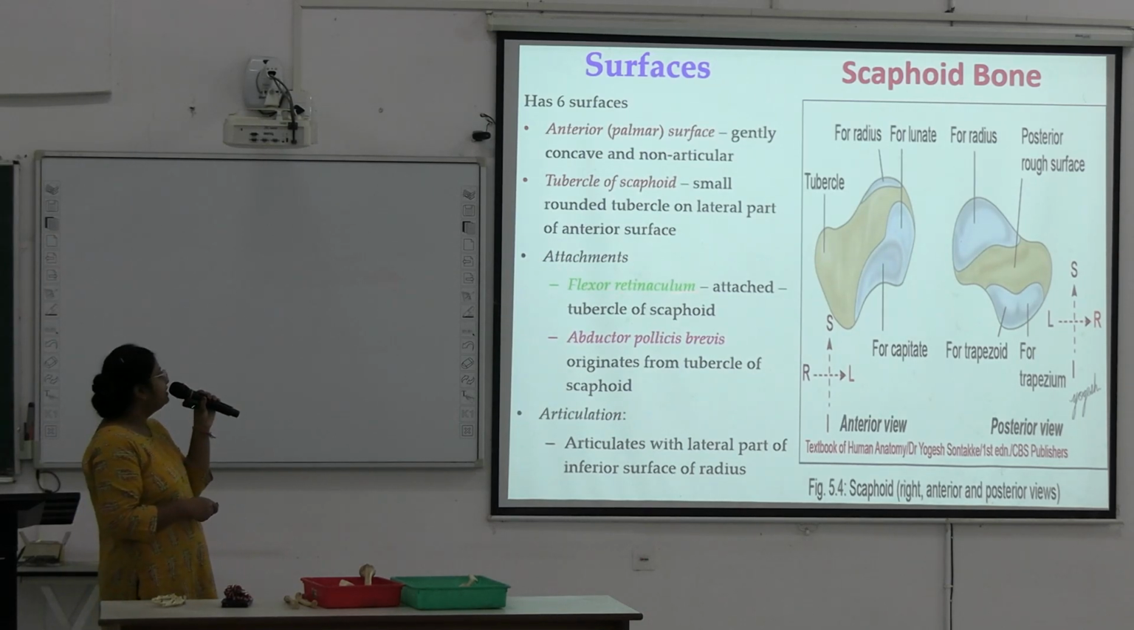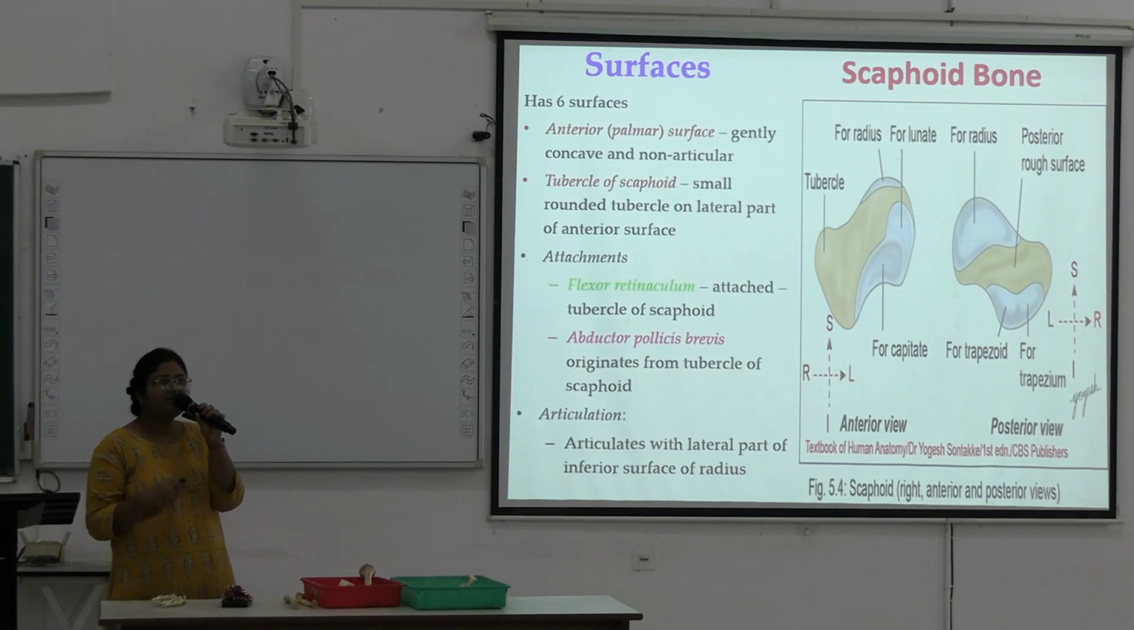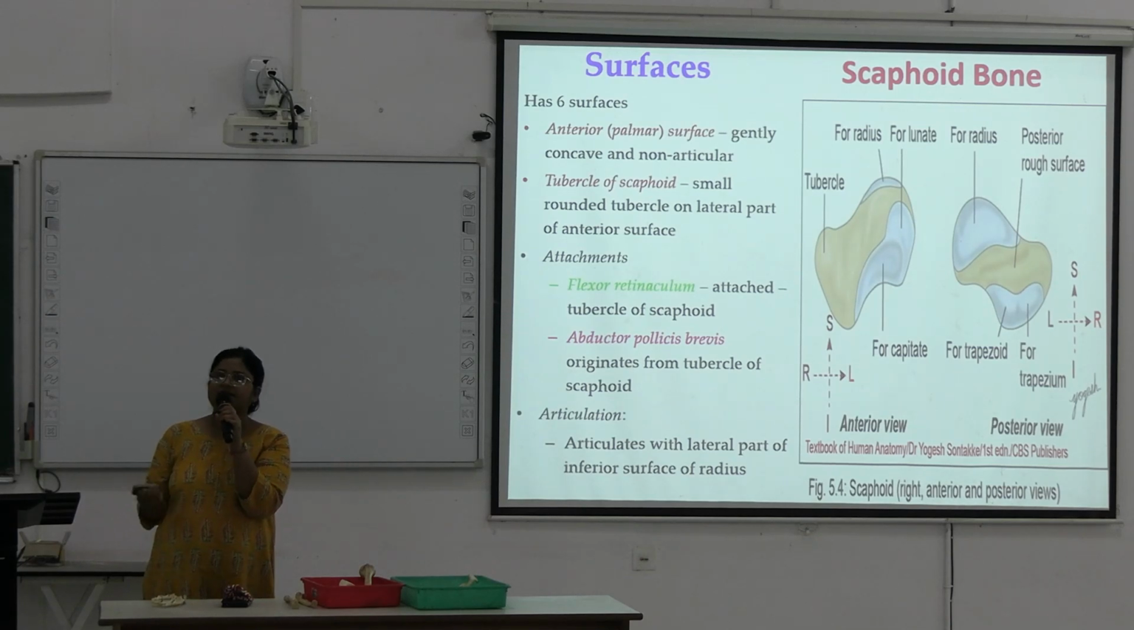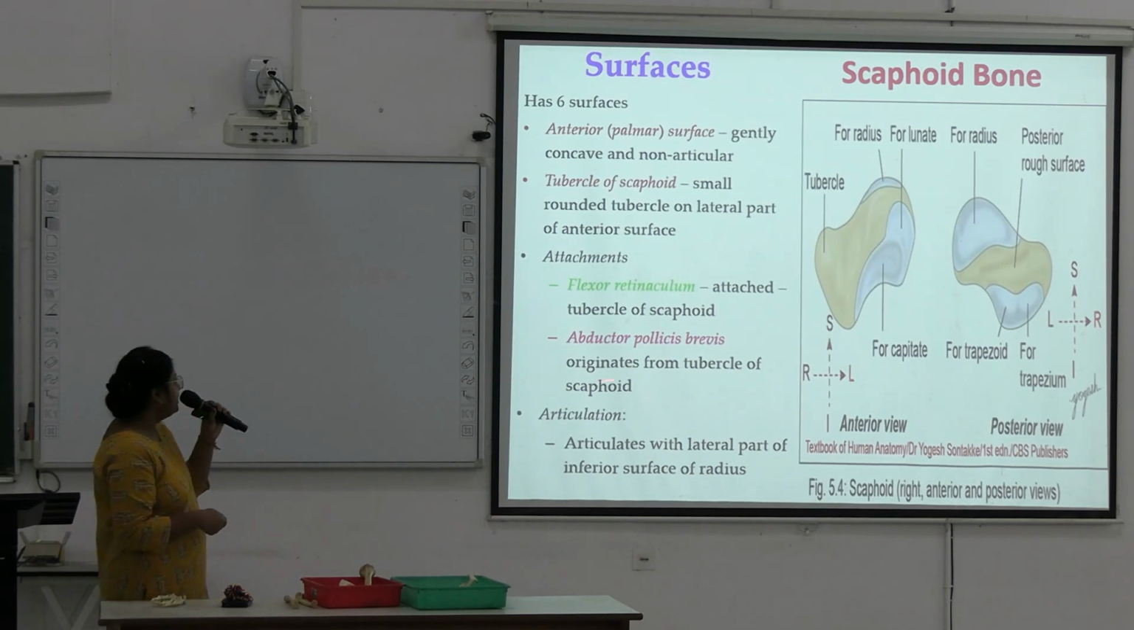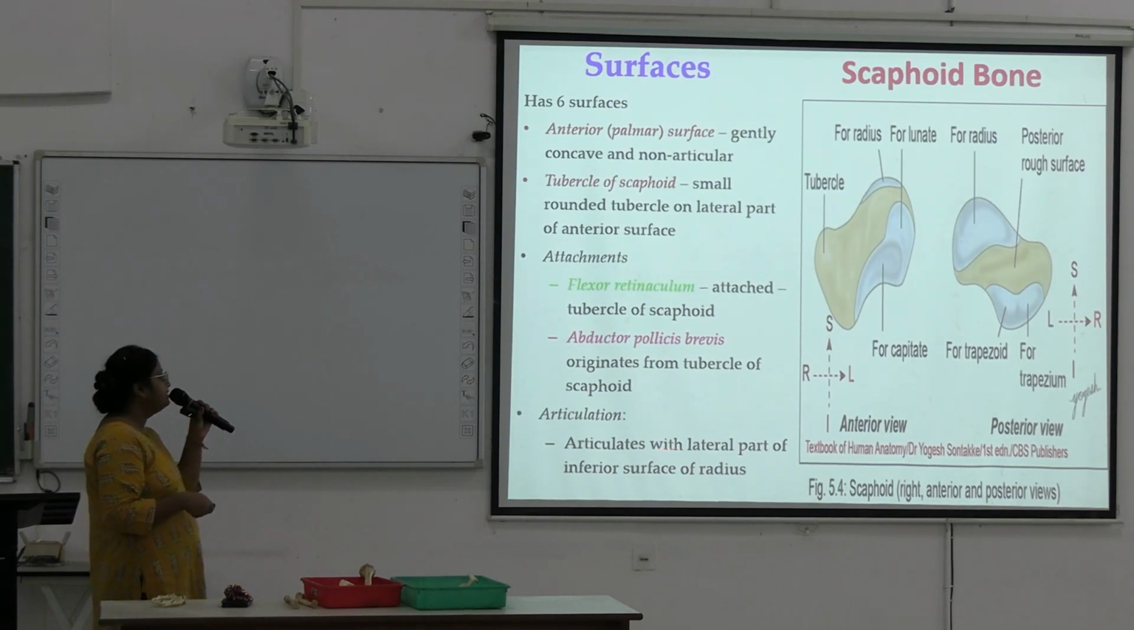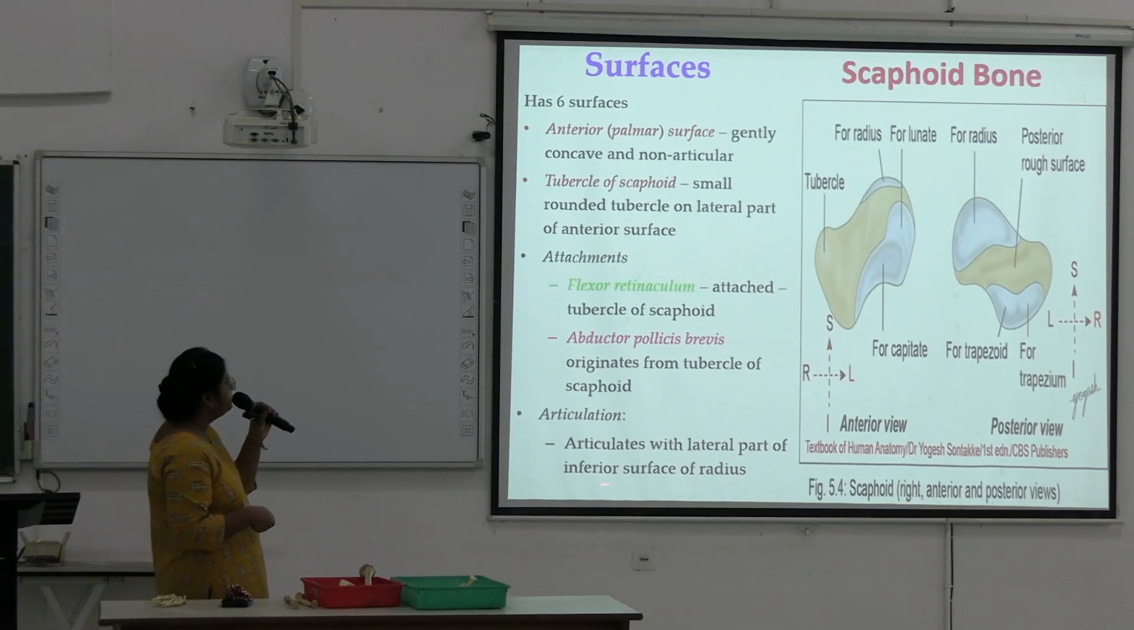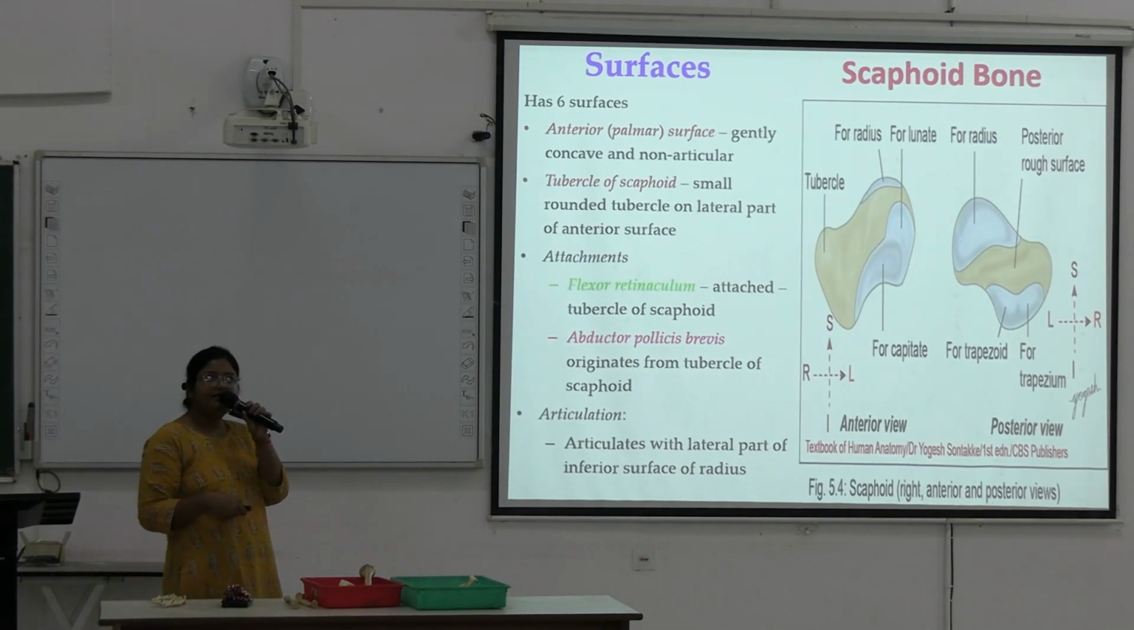And attachments: the flexor retinaculum is attached over the tubercle of scaphoid, and abductor pollicis brevis originates from this tubercle of scaphoid, which is one of the muscles included within the thenar group of muscles of the hand. And articulation, it articulates with the lateral part of the inferior surface of the radius.